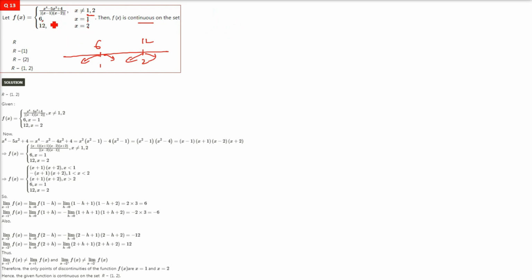So we will first resolve what is given, and this will take an effort. Please understand it very carefully. Mod x minus 1 into x minus 2. You can separate them also, mod x minus 1 and mod x minus 2. It doesn't matter. x to the power 4 minus 5x square plus 4.